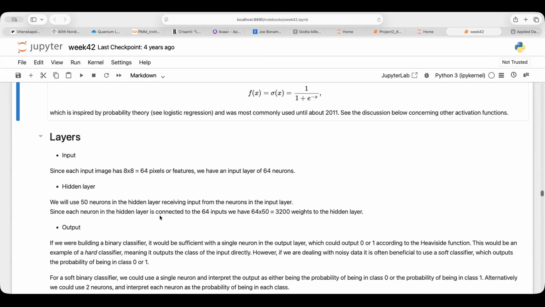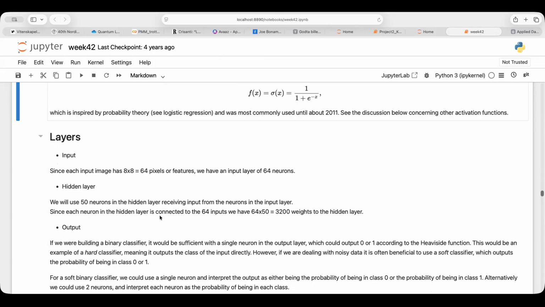So when you now are looking at the exercises for this week and the previous week, this is more or less what you did in some of the exercises when you set up the network and the number of hidden layers, etc. So in this case, you have 3,200 weights from the input layer to the hidden layer. So this is the number of parameters.